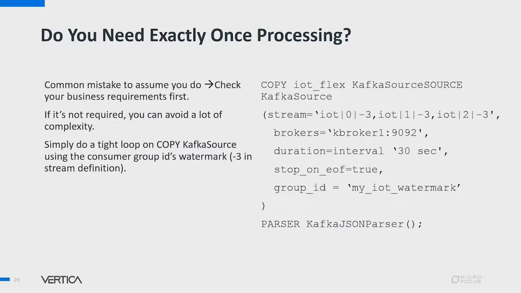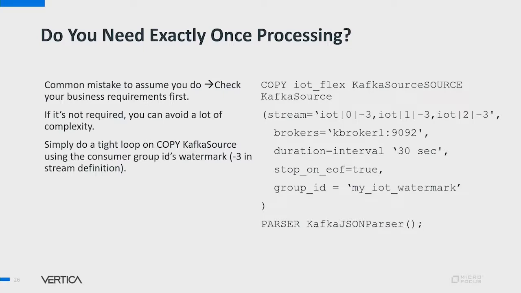Another important consideration is, do we really need exactly-once processing when moving data from Kafka to Vertica? If this is not a very strict business requirement, then it simplifies things a lot, and we can avoid a lot of complexity. What we can do in this case is simply copy data manually from Kafka, do a tight loop using KafkaSource, and in terms of offset, rely on the consumer group ID's watermark.